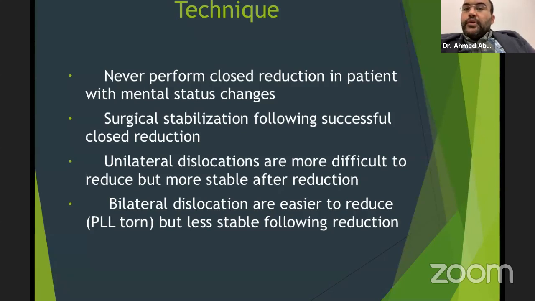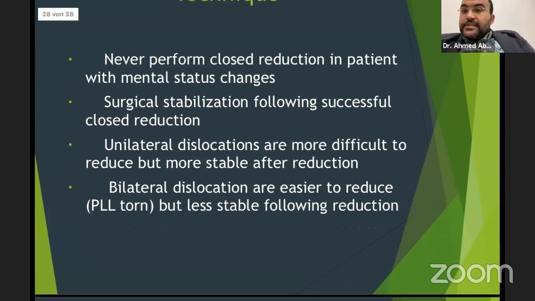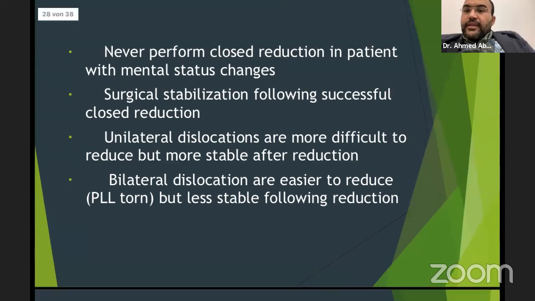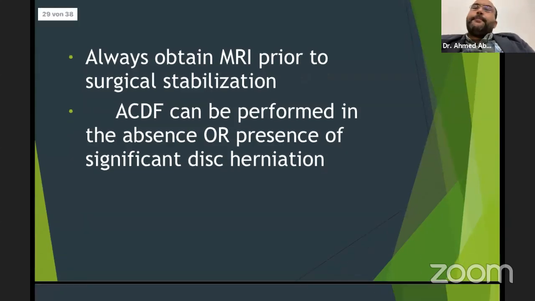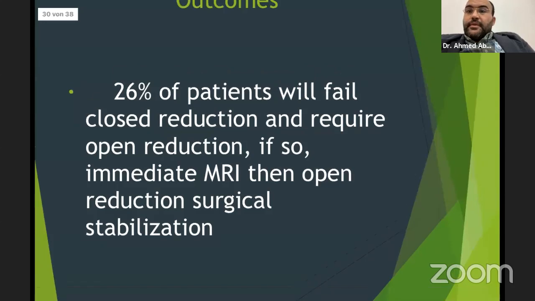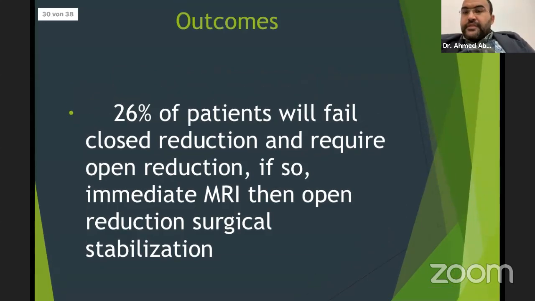Unilateral dislocations are more difficult to reduce but are more stable after the reduction. On the contrary, bilateral dislocations are easier to reduce but less stable following the reduction. Always obtain an MRI prior to surgical stabilization. The anterior cervical decompression and fixation, ACDF, can be performed in the absence or presence of significant disc herniation. As for the outcomes, 26% of patients will fail closed reduction and require open reduction.